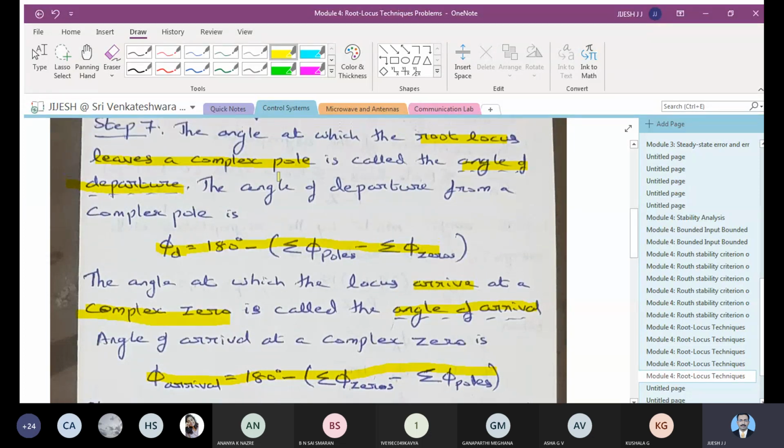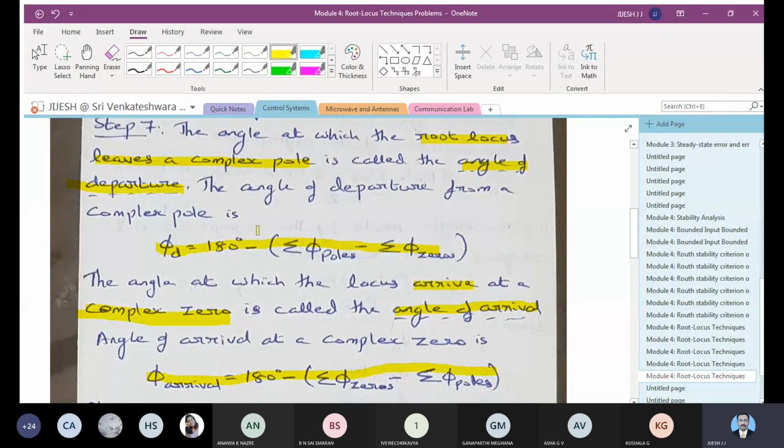The two things are angle of departure and angle of arrival. The root locus which leaves the complex poles is called the angle of departure, and the angle at which the locus arrives at the complex zeros is called the angle of arrival. You can see that leaves the complex pole, I have marked it there. Leaves the complex pole is called the angle of departure, and arrives at the complex zero is called the angle of arrival.